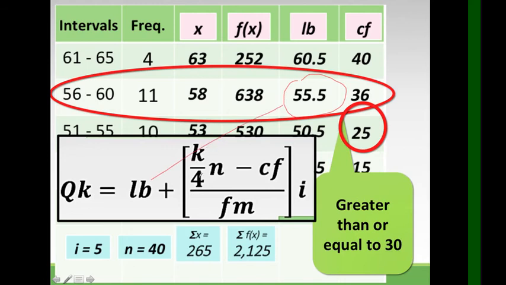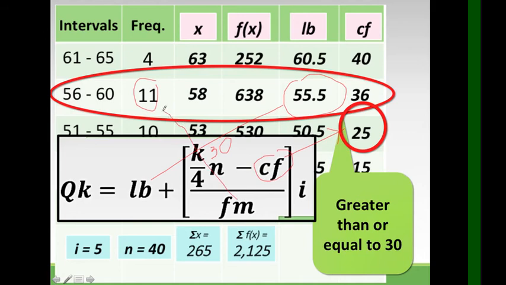55.5. And then K over 4, which we solved earlier, is equal to 30 minus the less than cumulative frequency. This is it. Okay? We cannot use 36 or 40, because then our answer will become negative, because our solved data earlier is only 30, if you still remember. And then for the frequency mode, that is the frequency of 36.